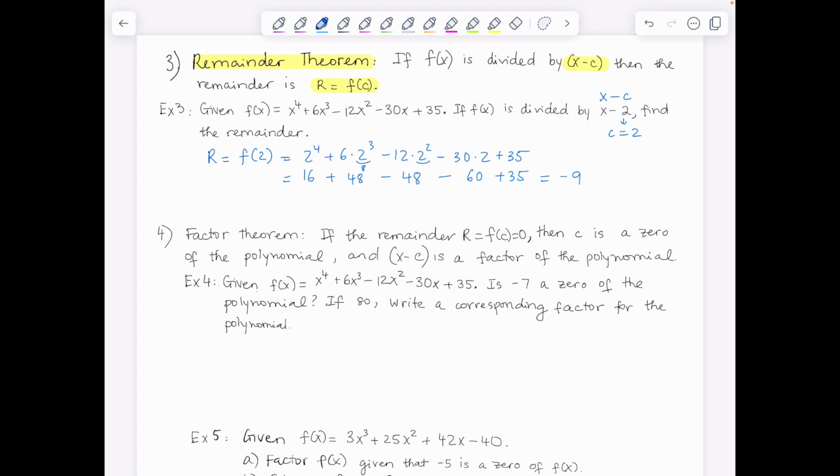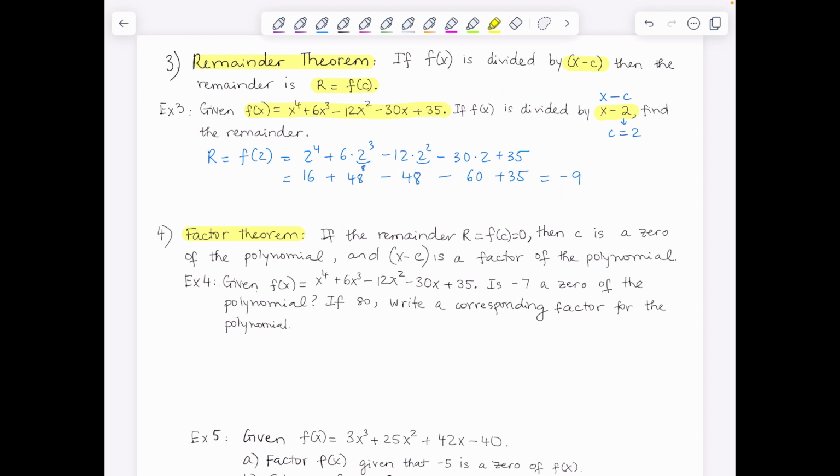So very quickly, we can determine that if we were to divide this f of x function by x minus 2, we'll have the remainder being negative 9. Now that did not help us determine the quotient, but that's not our goal here. Our goal is to determine whether the remainder is 0 or not. Because if the remainder is 0, that will lead us to the next theorem. It's called the factor theorem.